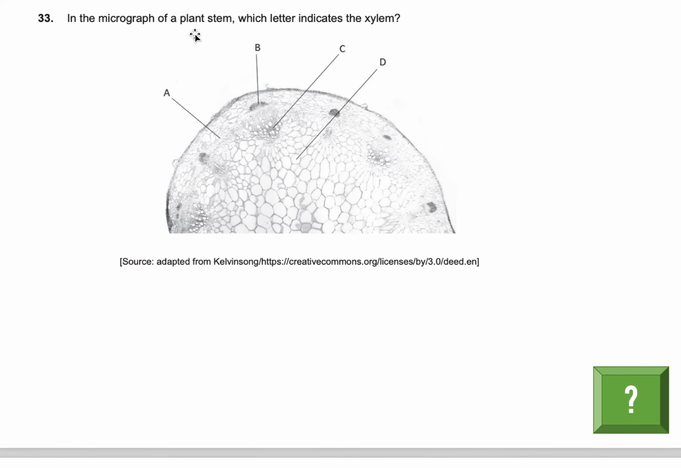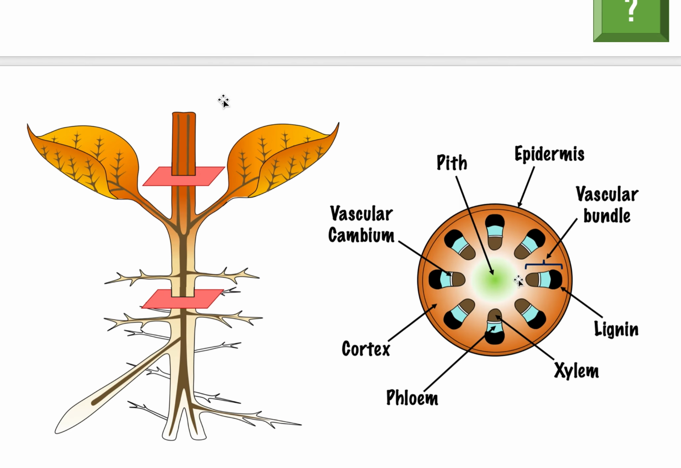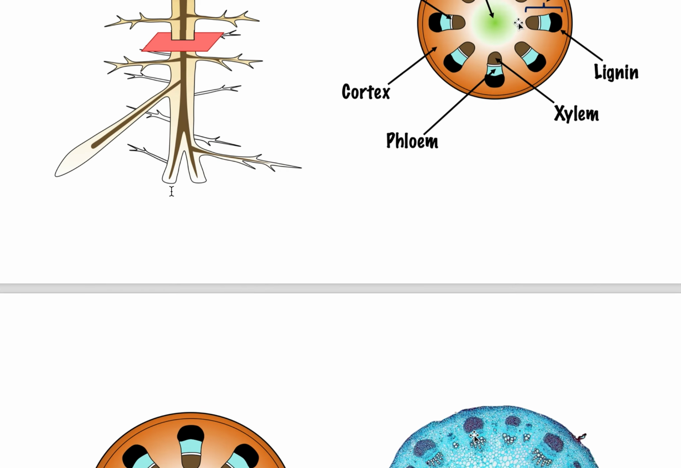In the micrograph of a plant stem, which letter indicates the xylem? Okay, so we're seeing here a very ugly looking picture and it's not really clear what's going on, but through practice, you should be familiar with this, but I'll show you a more clear image. So what we're looking at here is this. Okay, this is a very clear image, okay? We're essentially looking at this part.